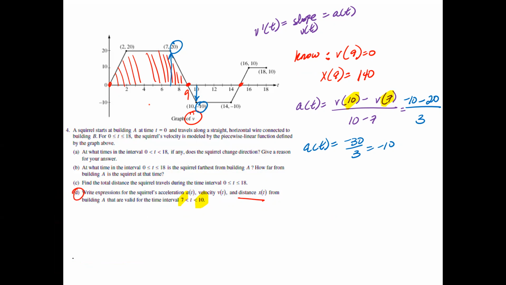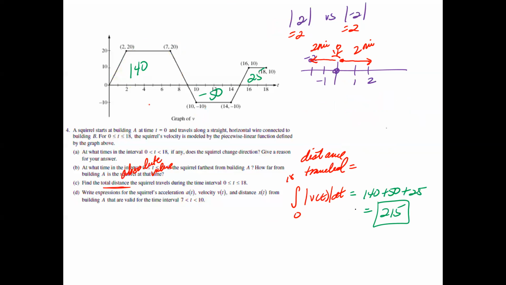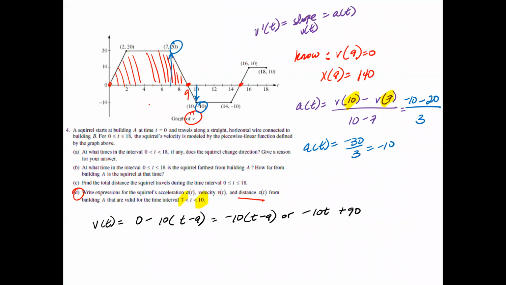So then from there, we also have v of t, which is going to be equal to 0 minus 10 times t minus 9. If I go ahead and distribute this, it's just going to give me negative 10t plus 90 as v of t. So I already got my acceleration, and I already got my v of t.